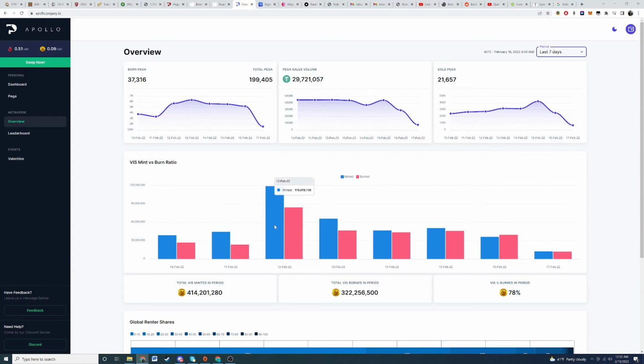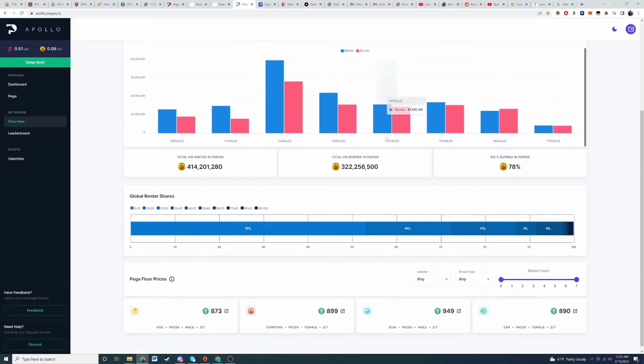So you're going to see a lot more Pegaxy come out on those days, which means you're going to see a lot more minting on those days. And this day was the beginning of the Valentine's Day sale, which we'll discuss momentarily. But yeah, as you can see, all of the numbers change. So in the past week, 37,316 Pegas have been added, about 30 million in sales volume, 21,657 were sold, and so on.